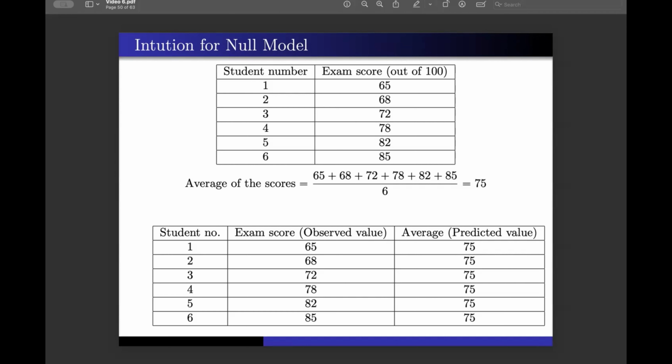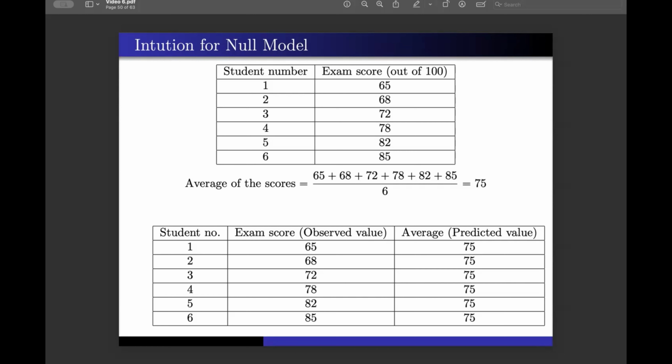If we look at this table properly, we see that the exam score of the first student, which we also call the observed value, the actual value, is 65. But what we have predicted is 75. So there is a 10 point difference between the observed and the predicted value. Similarly, for the second observation, the exam score of the second student is 68, but what we have predicted is again 75.